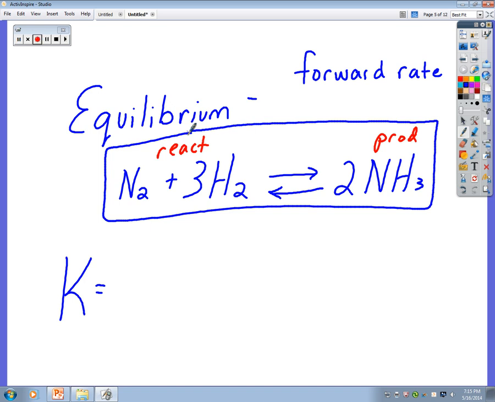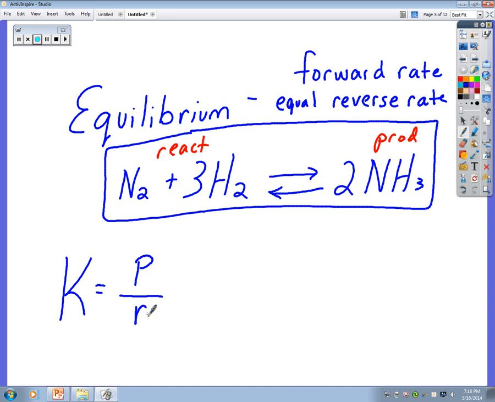The sides are not equal. The forward rate is equal to the reverse rate. The rate of formation of a product is equal to the rate of breakdown of the product to make reactants, and they go back and forth. So it's not about sides being equal, it's about the rate. This is symbolized by the letter K.